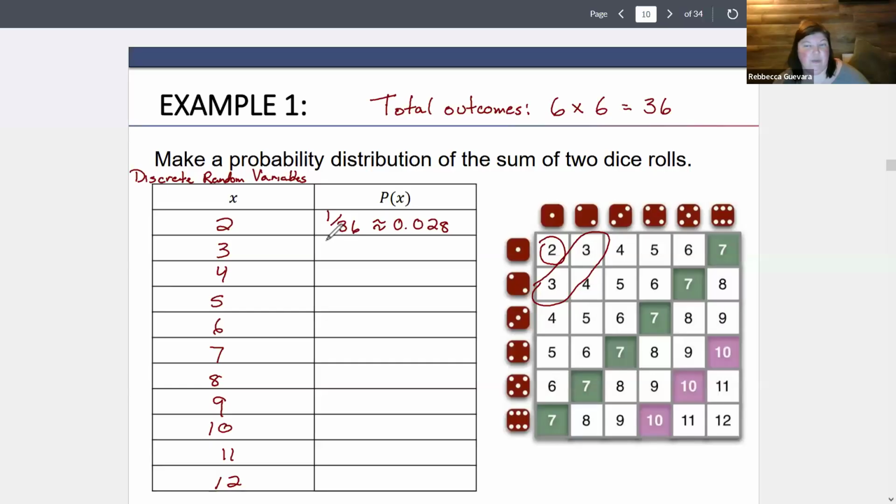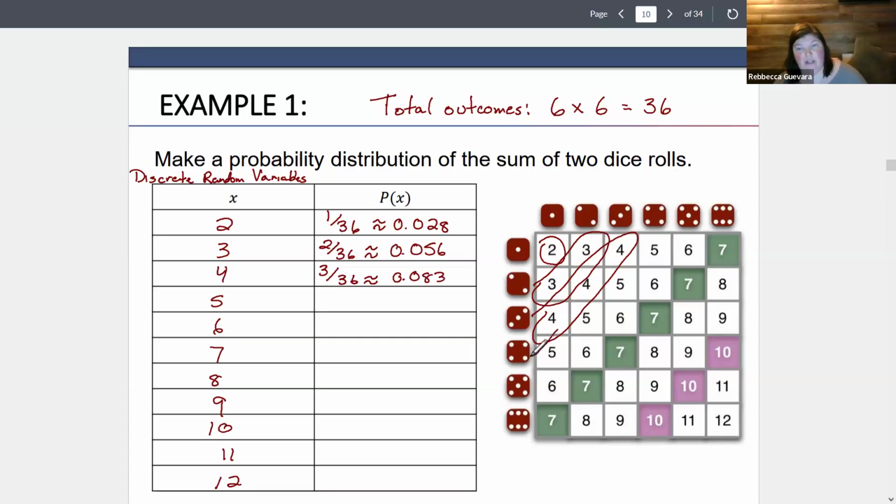If we look at 3 now, 2 times can we get a 3? We can roll a 2 and then a 1, or a 1 and a 2. That's 2 different ways that can happen. Another option for me is my 4. So my 4 can happen 3 different ways. So that is 3 out of 36, which is approximately 0.083.